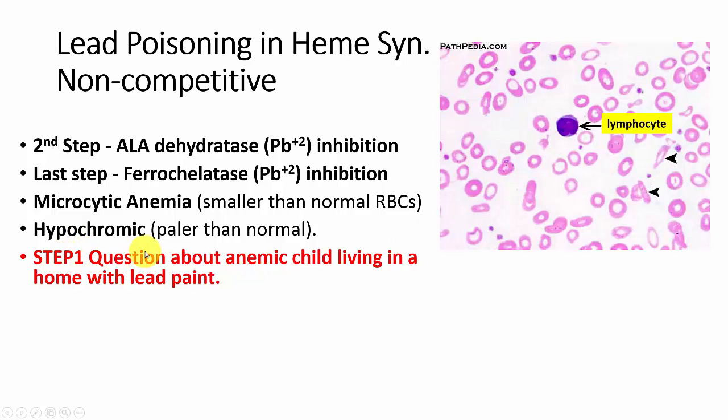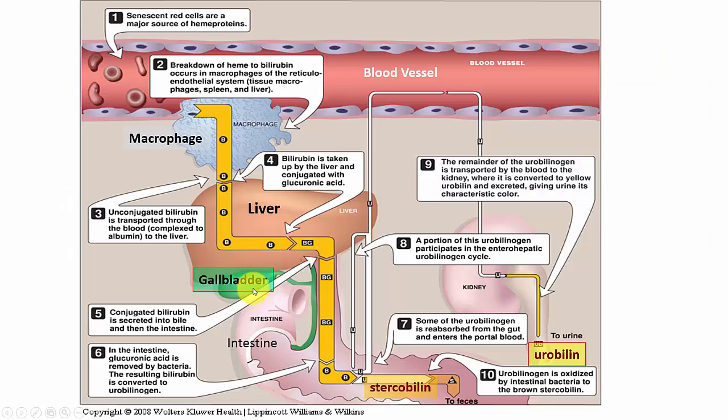Quite often on Step 1, there's a question about an anemic child living in a home with lead paint. More recently, you may have a question from Flint, Michigan, where they've had a lot of lead in the water.